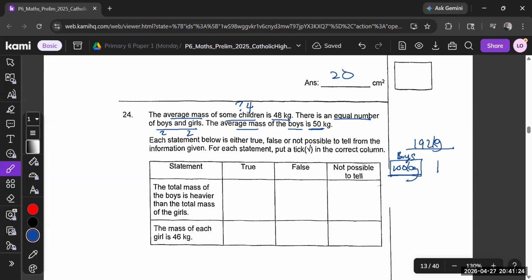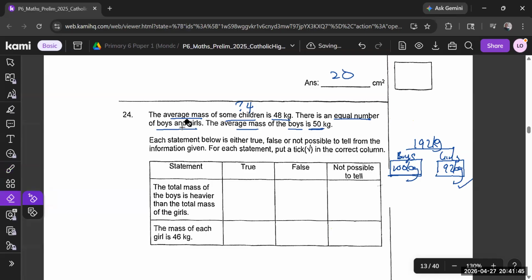And then how about the total mass of the girls? 192 minus 100, that is the girls, right? So is the total mass of the boys heavier than the girls? Yep. Okay, but give a big example. What big example do you like? Maybe should we change to 10 boys, 10 girls? Okay, 10 boys, 10 girls.